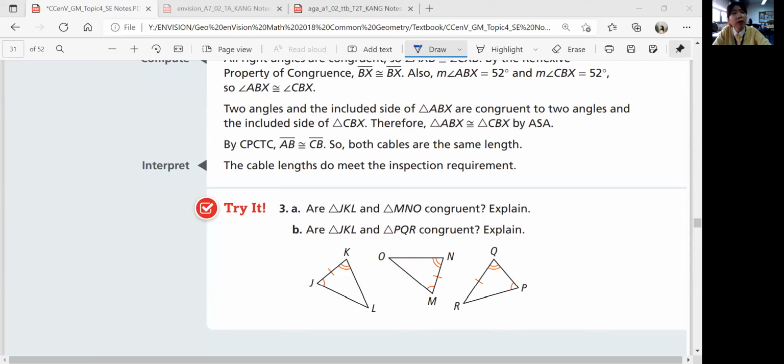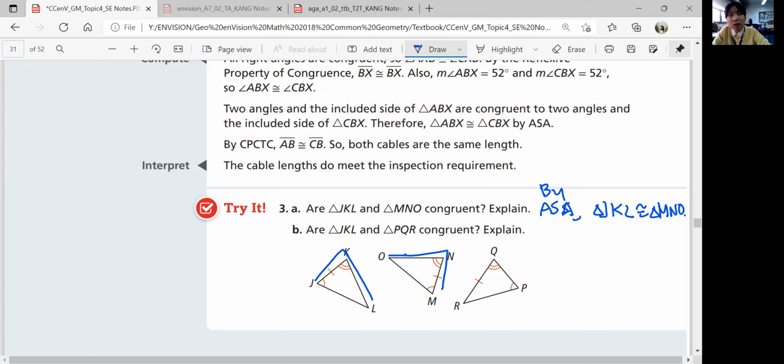JKL and MNO are the points corresponding to each other. So yes, K and N are corresponding angles and they're congruent. J and M are corresponding angles and they're congruent. And JK and MN are corresponding sides and they're congruent. So by the angle side angle theorem, ASA, triangles JKL and MNO are congruent.